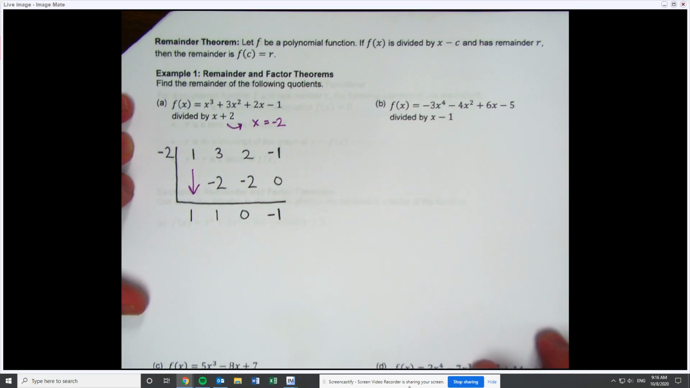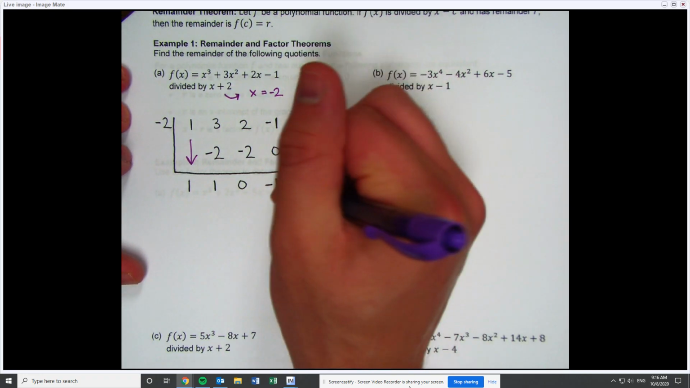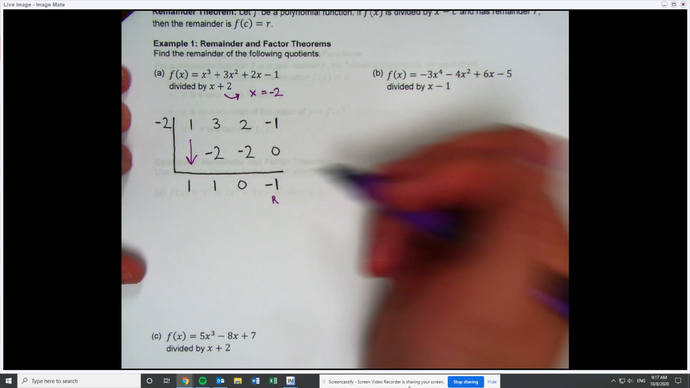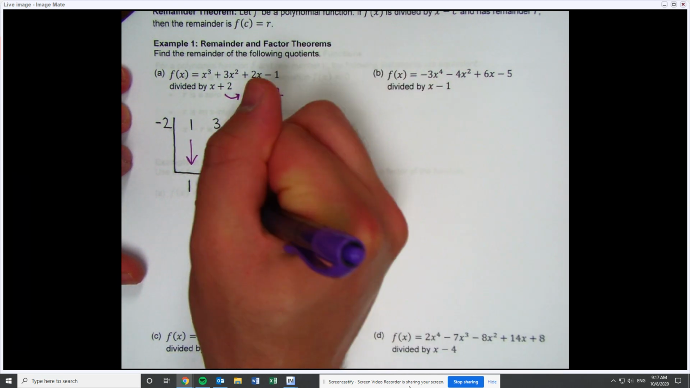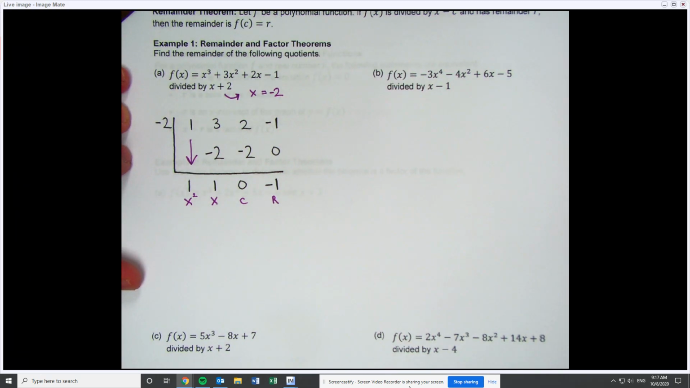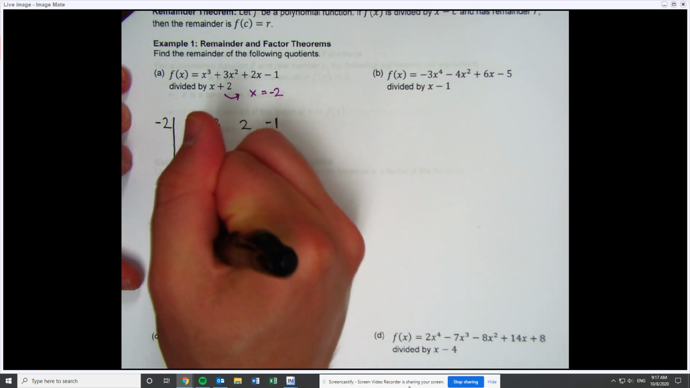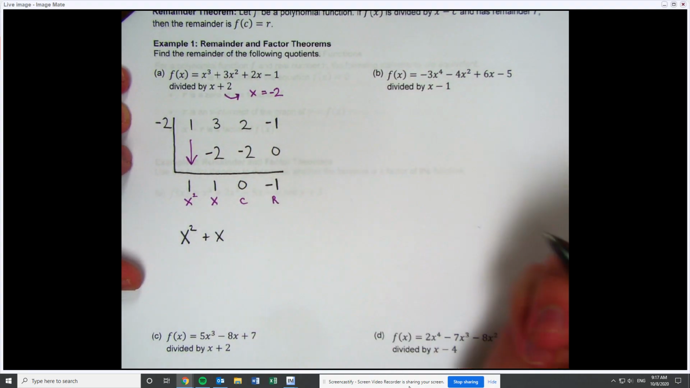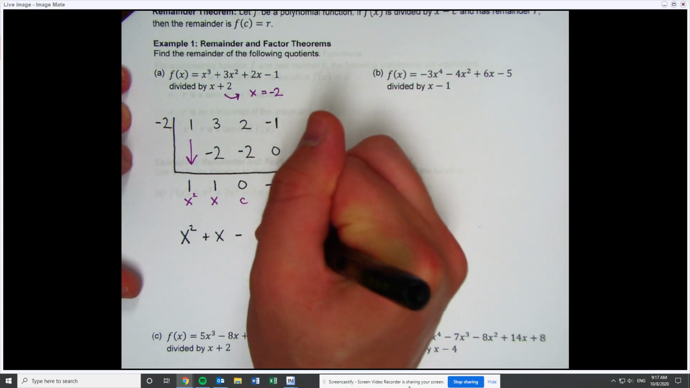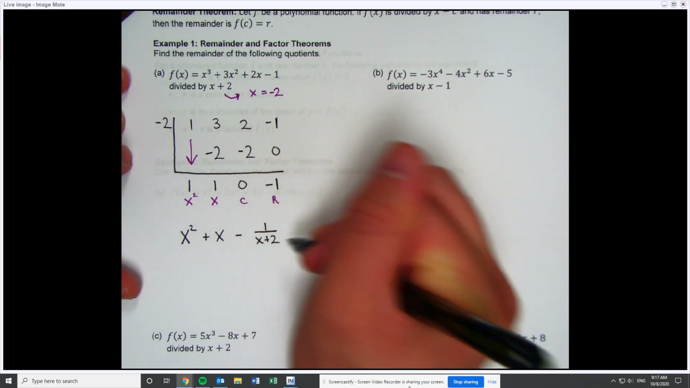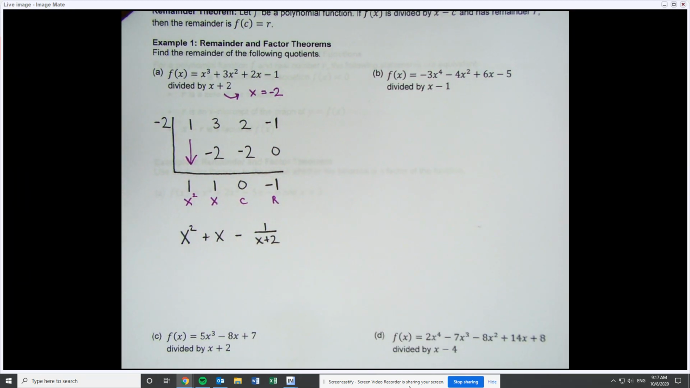Now, to turn it back into our final answer, I'm going to label them. So always start on the right side. Right starts with r, then c, then x squared. So my final answer here is x squared plus x. Since this is 0, I don't have to put it. And now I'll have minus 1 over x plus 2. And that's my final answer. All done.